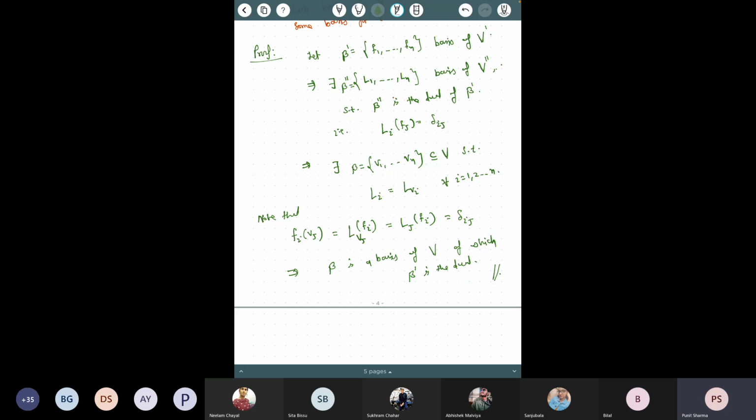So clearly, because of this property, if we just show that these vectors V1 to Vn form a basis of V, then B dash would be the dual of this V. So we just need to say that V1 to Vn form a basis for V. Now, since we know that V is of dimension n, these are n vectors. So if we just show that these n vectors are linearly independent, then that means that this is the basis of V, and because of this property, it satisfies the dual property, and we will be done. So the only thing is to show that these vectors are linearly independent.